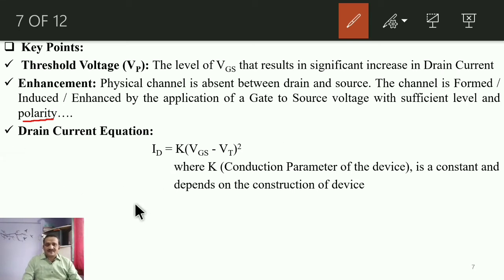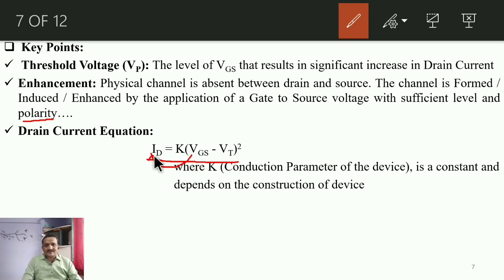Now the drain current equation: when VGS is equal to or greater than VT, there will be a non-zero ID. That ID is not linear. It is defined by this equation. Remember, ID equals K times (VGS minus VT) squared. Here K is the conduction parameter of the device. We'll see how to determine it, or it may be given in the datasheet of the transistor by the manufacturer. If K is given, or we determine it at any value of VGS, we can define the value of ID by this equation.